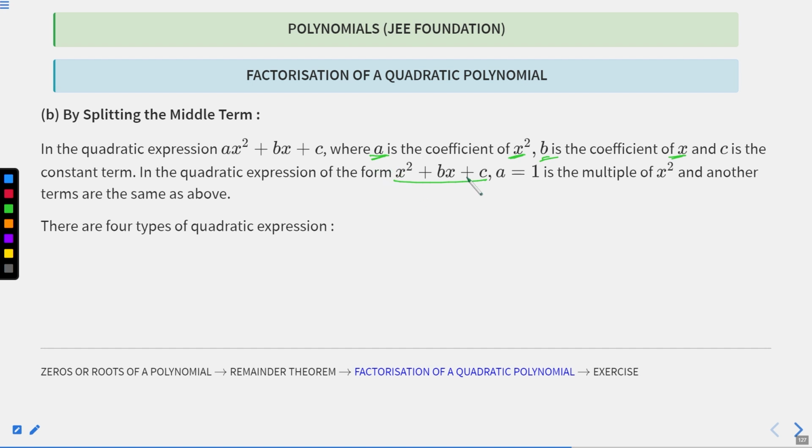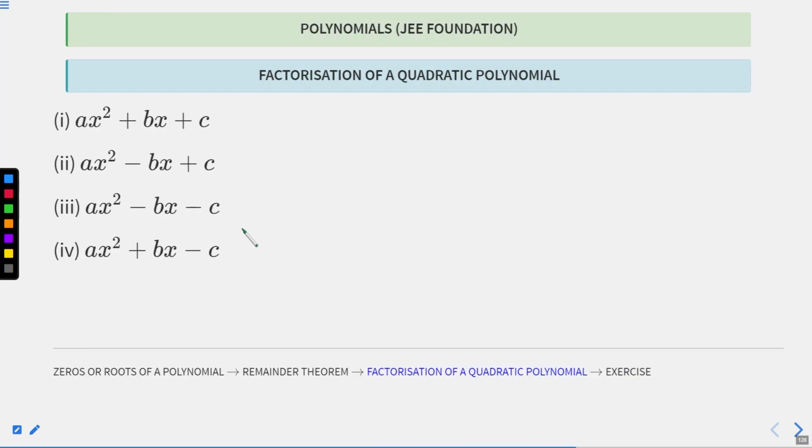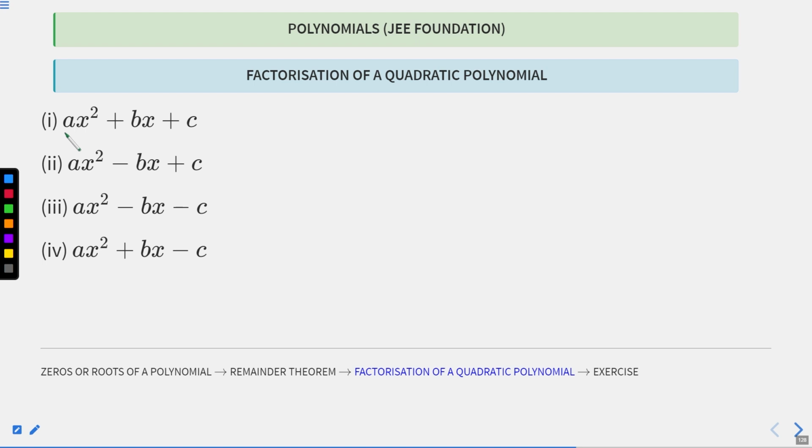Okay, so here we are taking the case a equals 1, it is the multiple of x square, and the other terms are the same as above. There are four types of quadratic expressions. The first one is ax square plus bx plus c, where all terms have positive signs.